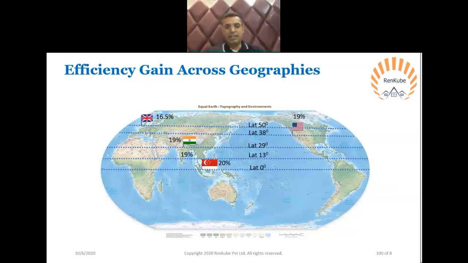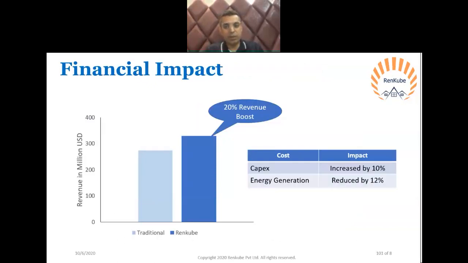Next slide, please. We have done this study across all geographies, right from Singapore, which is near the equator, all the way to London at 50 degrees north. We see that across all these latitudes, the glass continues to perform well and gives 16 to 20% yield. The primary factor that we leverage is the tilt of the panel. The panel is tilted as per the latitude, and the glass exists on top of the panel and gives this energy boost.